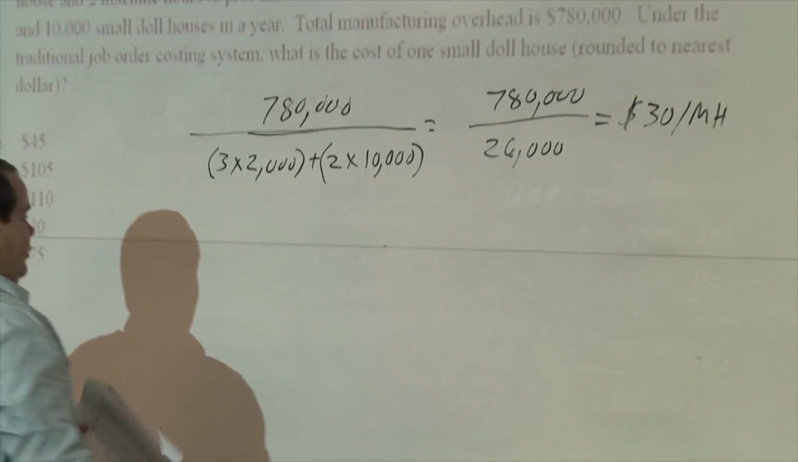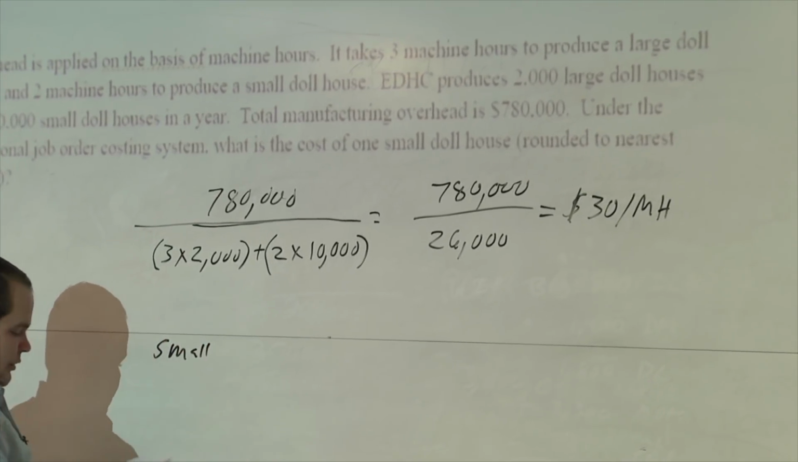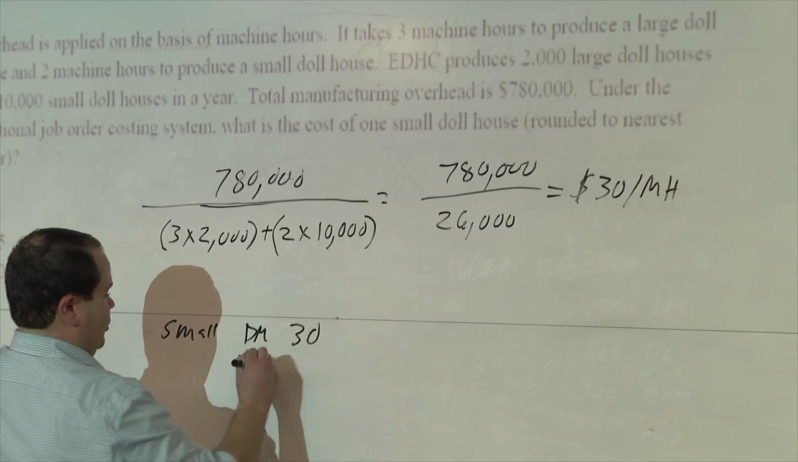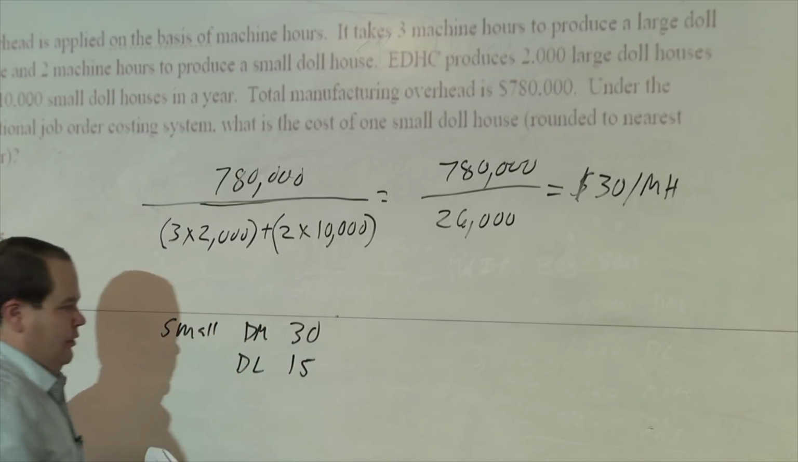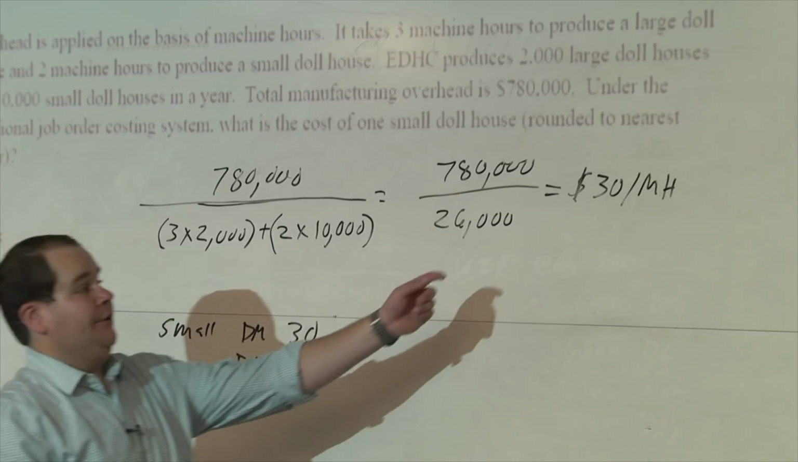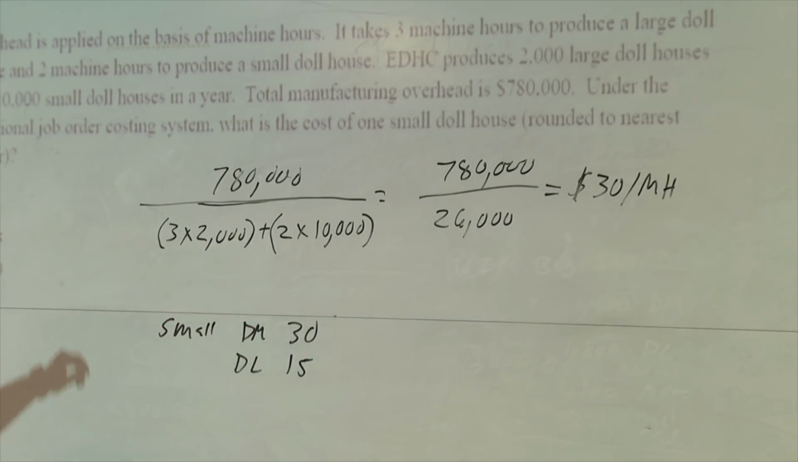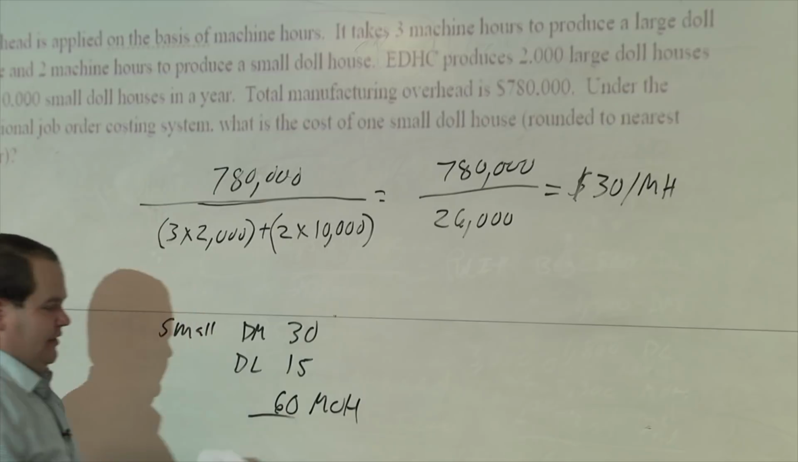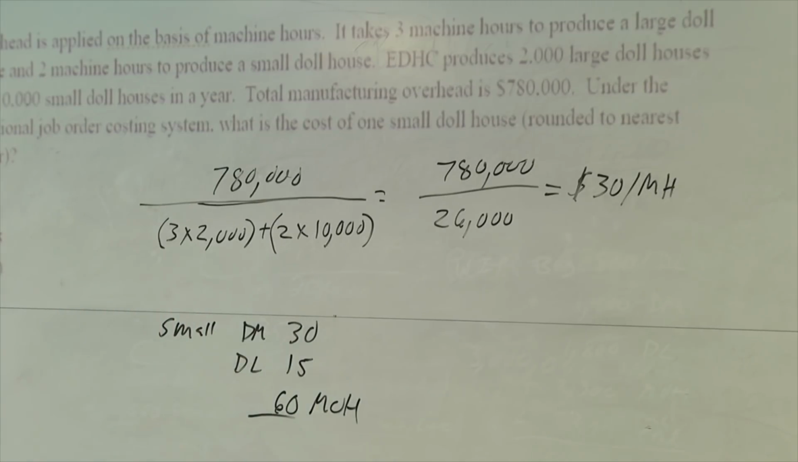Thank you. So for a small dollhouse, direct materials is $30. Direct labor is $15. Now we have to do the overhead. And the overhead is $30 per machine hour, and it tells us it takes 2 machine hours to produce one dollhouse. So what's that going to be? $60 in applied overhead. Make sure everyone's good with that. I'm doubling it because it takes 2 machine hours to make one small dollhouse.